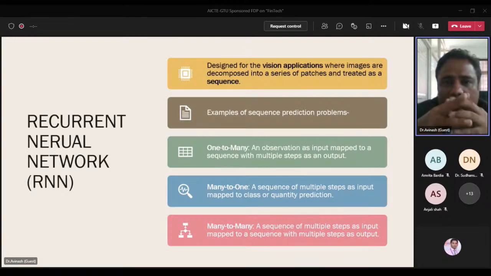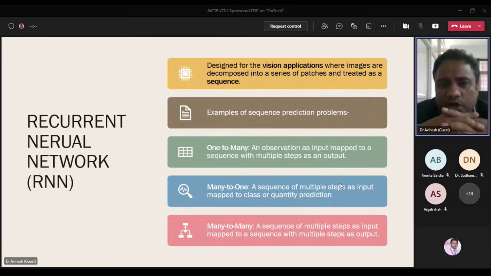So this is the recurrent neural network. It is designed for vision applications where the images are decomposed into a series of patches and treated as a sequence. The different things which can be there in a recurrent neural network can be one-to-many, an observation as an input mapped to a sequence with multiple steps as an output, and the other one could be many-to-one. In that case, a sequence of multiple steps as input is mapped to a class or quantity prediction, and then the other one is many-to-many. In this case, a sequence of multiple steps as input is mapped to a sequence of multiple steps as output.